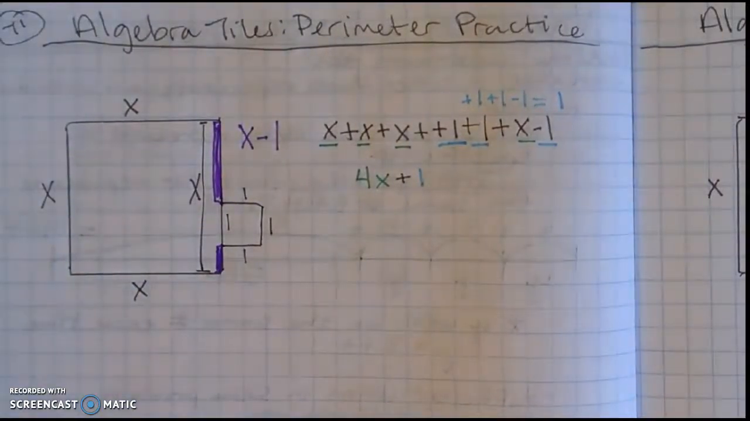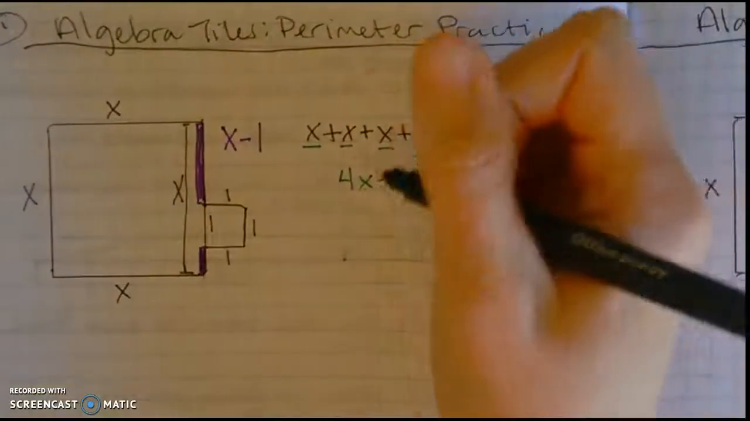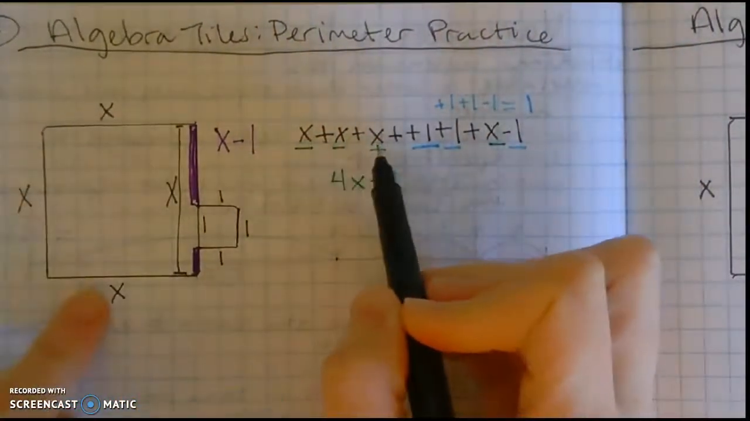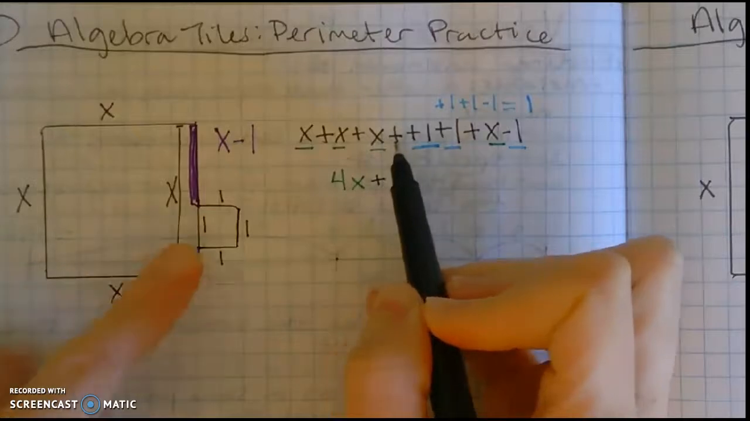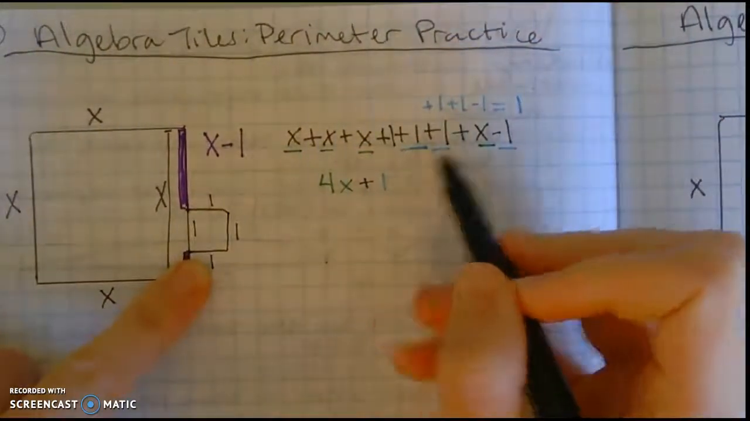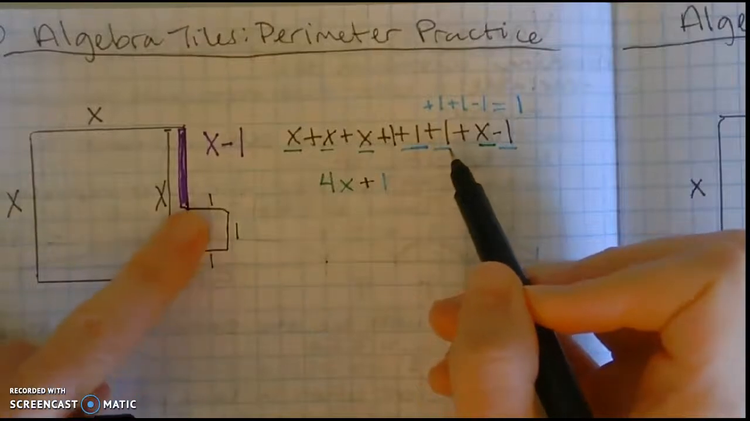Oh, that's not right. I realized what I did wrong. I forgot a 1 because I had x. Let's just double check this. x, x, x plus 1. You guys, that's why plus 1 minus that.